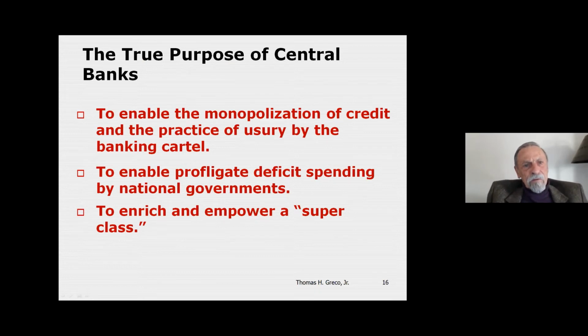So we're told that the purpose of a central bank is to keep inflation under control and to try to maintain employment as close to optimum and keep unemployment as low as possible. Well, basically, the purpose of a central bank is to spread the pain amongst the peasants, and that will be either in the form of inflation of the currency or in recessions and loss of employment and things of that sort. The true purpose of the central bank is to enable the monopolization of credit and the practice of usury by the banking cartel, to enable profligate spending by national governments, and to enrich and empower the superclass.